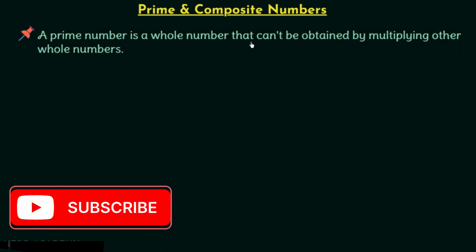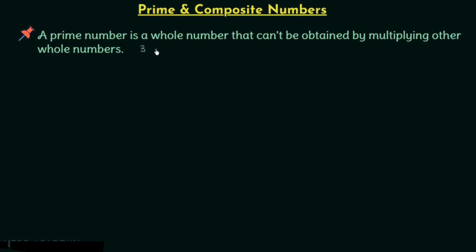And in this presentation, we are going to talk about two types of whole numbers: prime numbers and composite numbers. Prime numbers are the whole numbers that cannot be obtained by multiplying other whole numbers. Pretty simple to understand. For example, if we have number 3, then we cannot have number 3 by multiplying other two whole numbers. And if I take number 6, then 6 is a whole number which we can have after multiplying 2 and 3, the other two whole numbers.